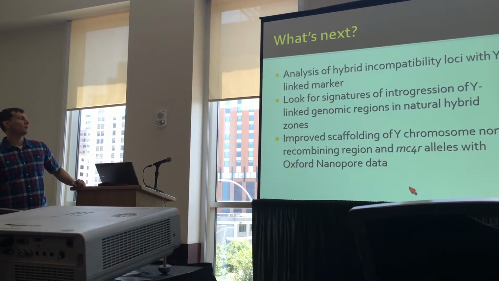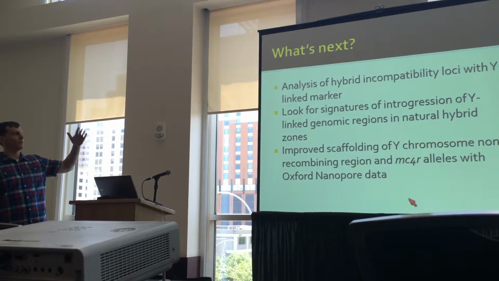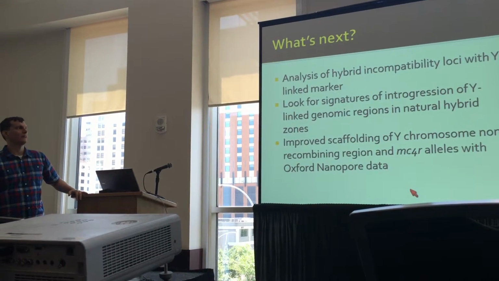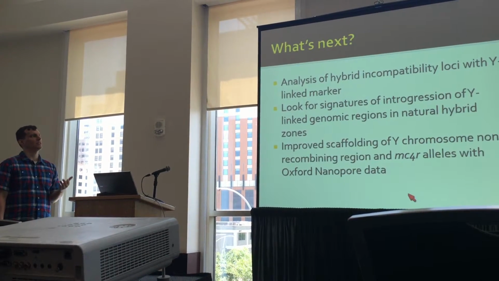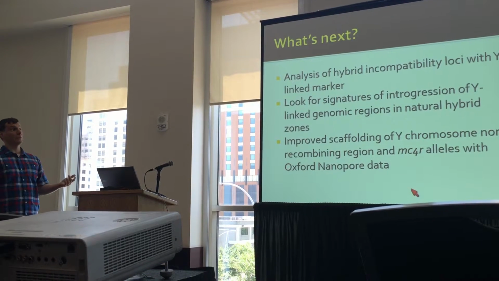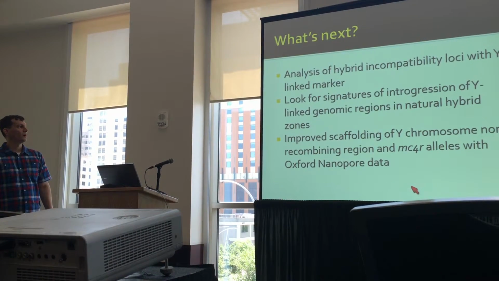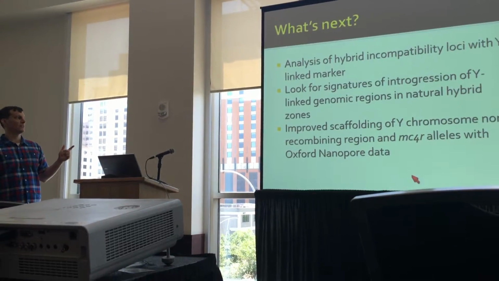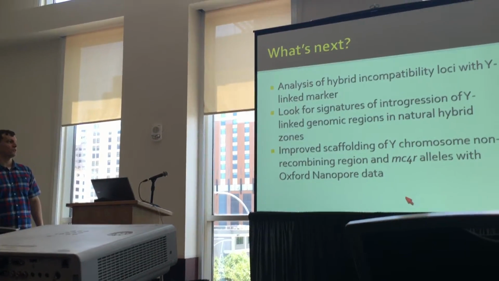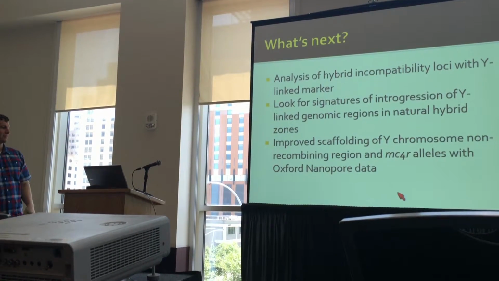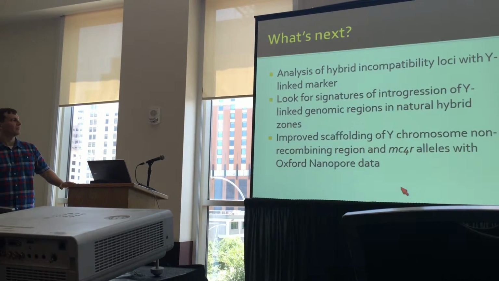So, yeah, I showed you the diagram of all the 150 or so hybrid incompatibility loci that we found in these natural populations. And we're going to reanalyze that data set now that we have a Y marker. And that should give us a lot clearer picture. We're also going to look for signatures of integration of Y-linked genomic regions in natural hybrid zones. I'll refer you to a couple talks that will address these things in more detail at the end.